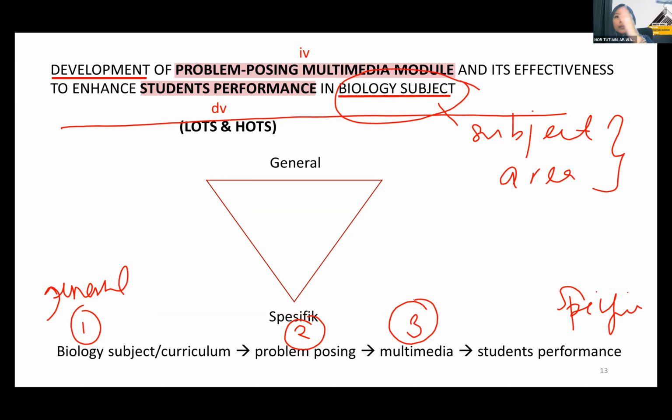And then I put my dependent variables, which is students' performance. Will be the most specific one lah, which is the things that you want to measure, the things that you want to observe at the end of your study. So itu adalah benda yang paling specific in your research. Itulah you punya starnya. So put it at the last.